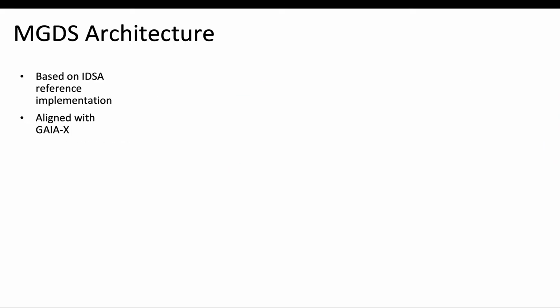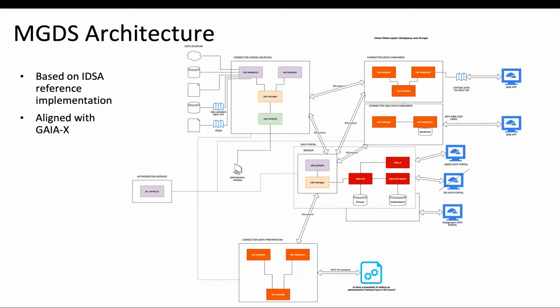If we start with the horizontal support, the Madrid Green Data Space architecture is based on the IDSA, Industrial Data Space Association, Reference Implementation, and it is also aligned with Gaia-X, which is the current initiative for providing data space technological support for the European data spaces. In this context, we have been working on connectors, so as to access different types of data sources, mostly geographical data and also CSVs, spreadsheets, and so on.